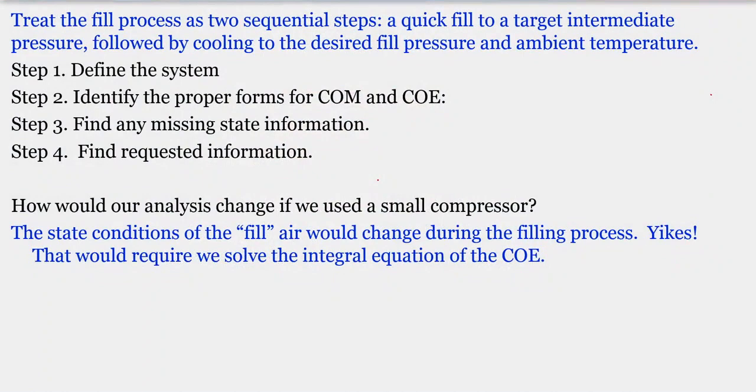And how would our analysis change if we used a small compressor, which is another way of saying how would our analysis change if the mass flow rate wasn't constant, because again, maybe my compressor couldn't keep up with the supply that was required, or if we drained a tank. So let's say the pressure within a tank was decreasing as a function of time. So the state conditions and the mass flow rate could be changing as a function of time.